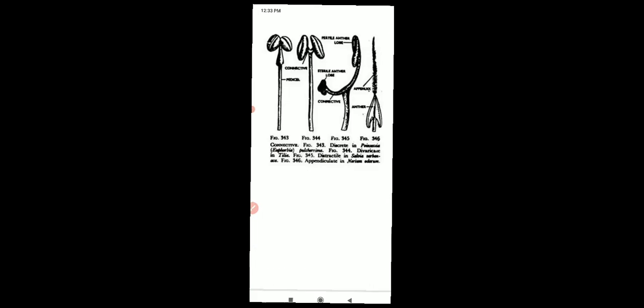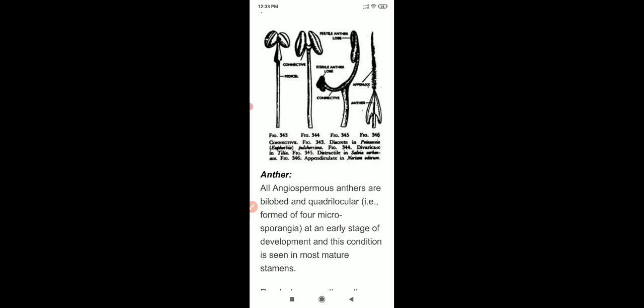If we go like this, maybe we can see here. The first one is the discrete. Very short connective, you can hardly see the connective. Then the V-shaped one, remember, divaricate. And then distractile, where one is fertile and one is sterile. Then appendiculate in the water lily. Here it bears some structures, some appendages.